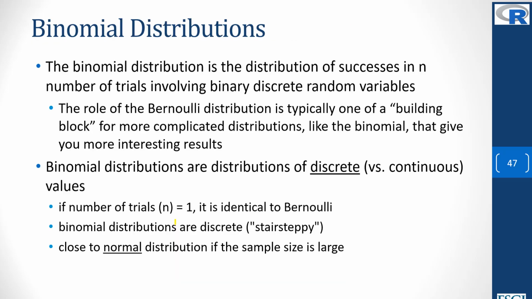Binomial distributions are similar to Bernoulli, except they're designed for more trials. These are still discrete values, they're not continuous. If the number of trials is 1, then it's basically a Bernoulli distribution. If we have more, then we're going to get what we call a stair-steppy chart when we plot them out. And if we get enough samples, we're approaching a normal distribution, which is a continuous distribution that we'll look at in a few slides here.